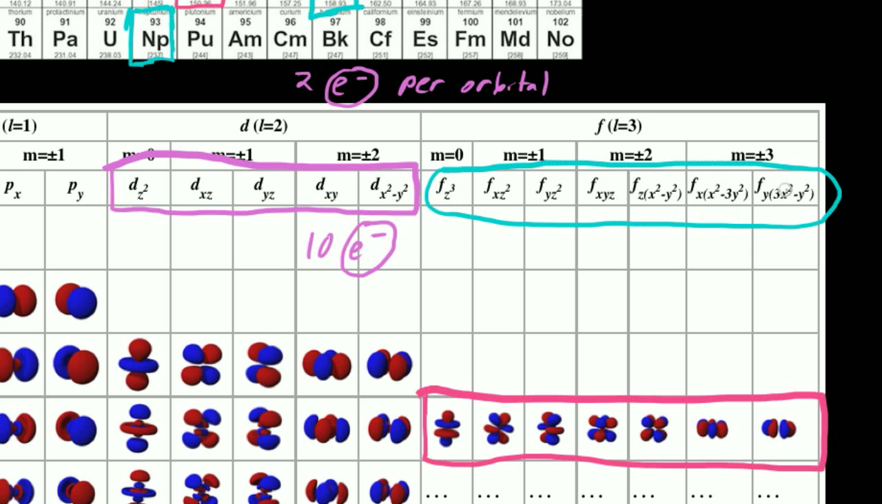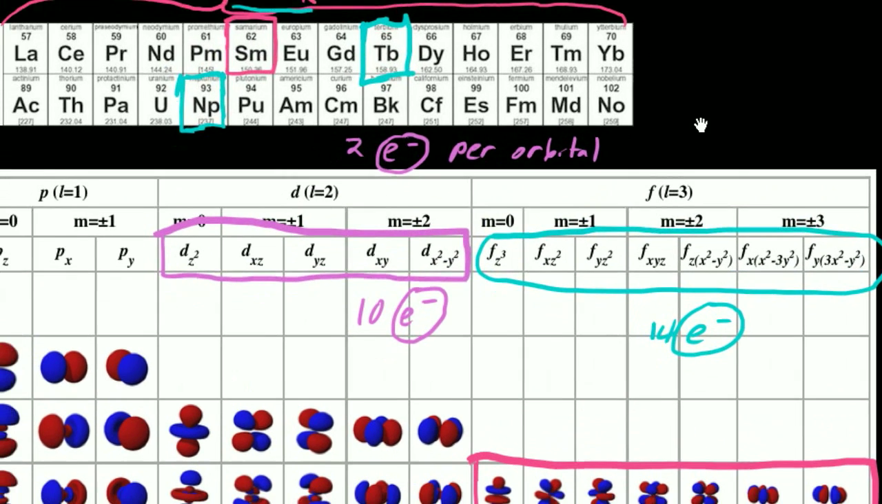And I'll definitely do a video in the future, probably towards the end of the playlist again, on why there are 7 orbitals. But for right now, the important thing to realize is that we have 7 orbitals. So how many electrons are we going to be able to fit into 7 orbitals? Well, it's going to be 14, right? 2 electrons per orbital. We've got 7 orbitals. So therefore, we're going to be able to fit 14 electrons into our f orbitals.